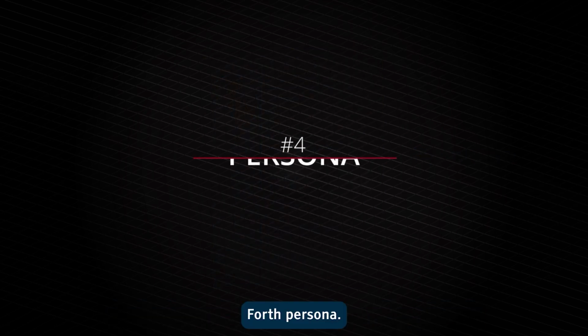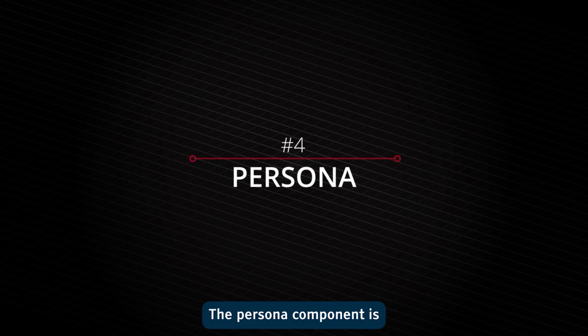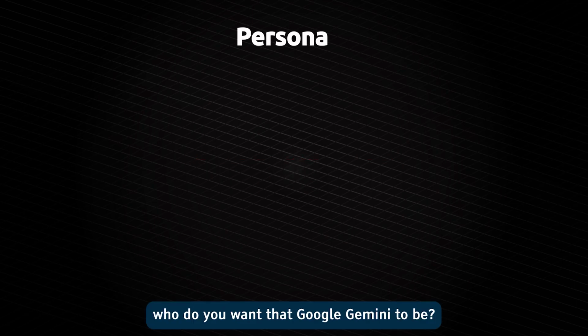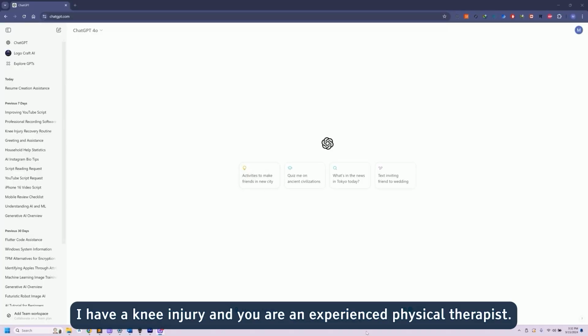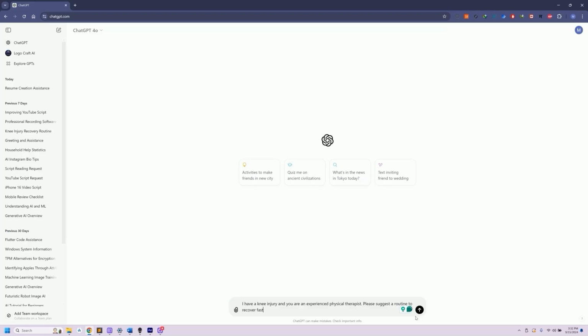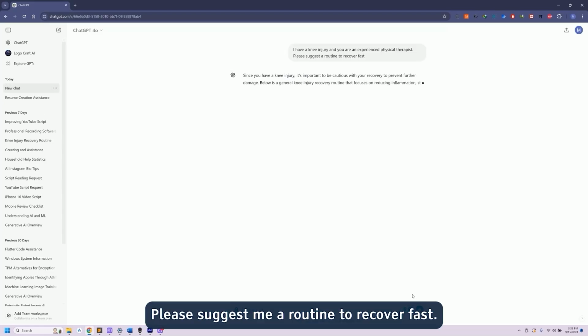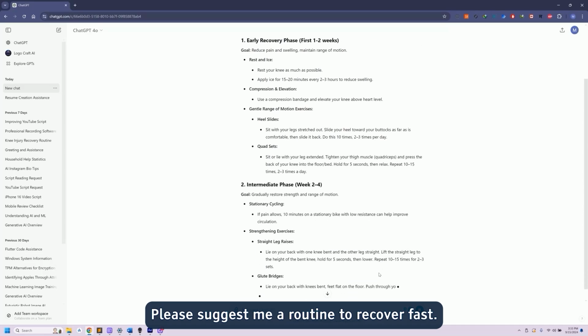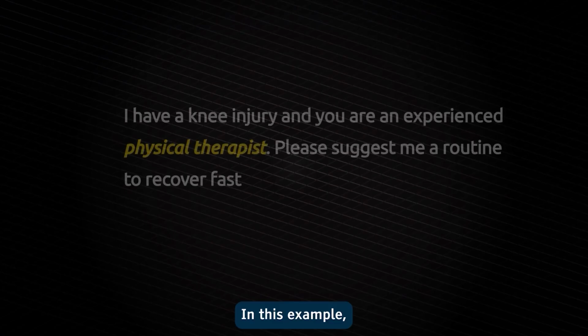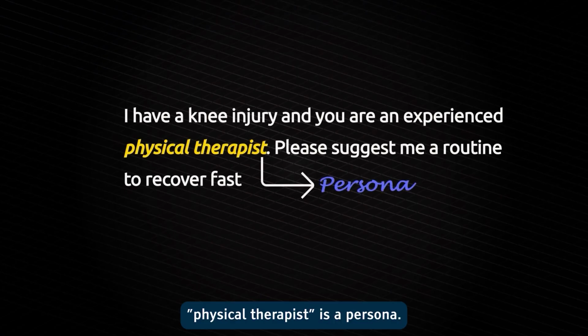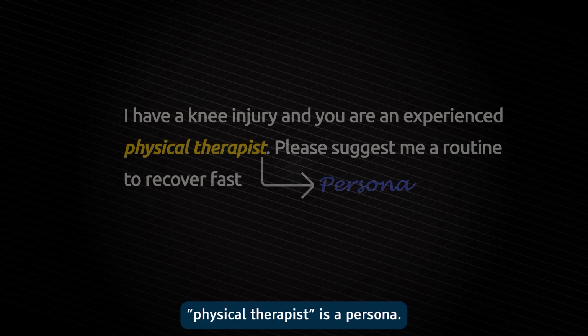Fourth, persona. The persona component is who do you want Google Gemini to be? Think of someone you wish to have instant access to with the task you are facing. Let's take an example. I have a knee injury and you are an experienced physical therapist. Please suggest me a routine to recover fast. In this example, physical therapist is a persona.